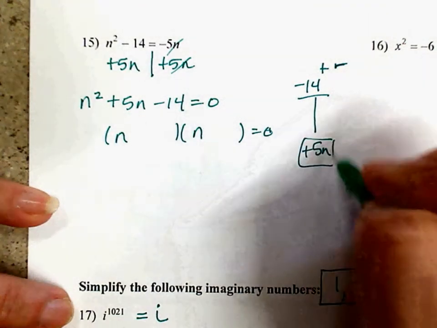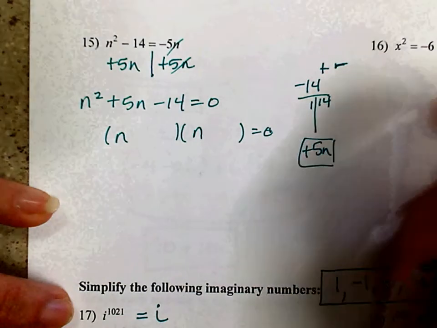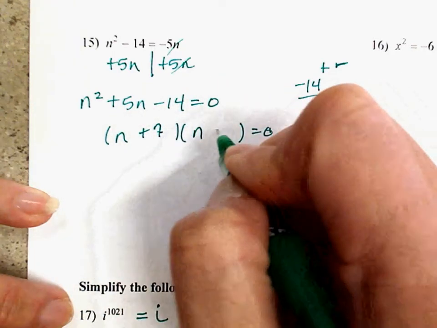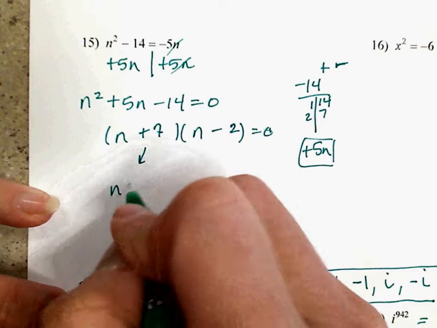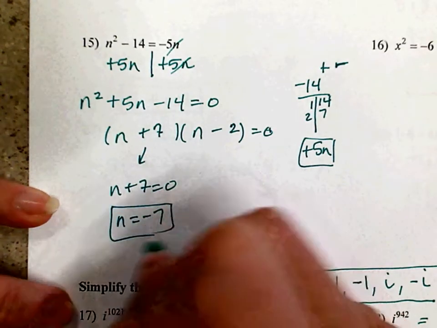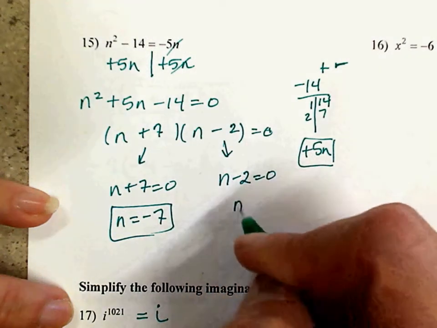1 and 14 does not subtract to give you 5. How about 2 and 7? Plus 7, minus 2. Positive goes with the big number. N plus 7 is equal to 0, so n is equal to negative 7. N minus 2 equal to 0, so n is equal to positive 2.